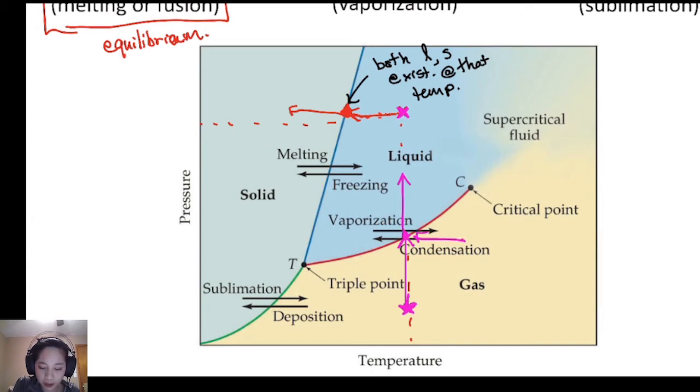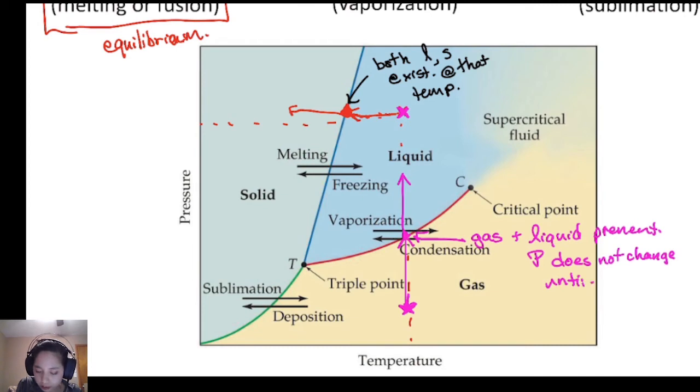So at this point where we have both a gas and liquid present, pressure does not change until all of it is converted to a liquid.